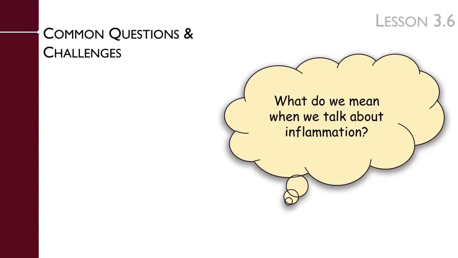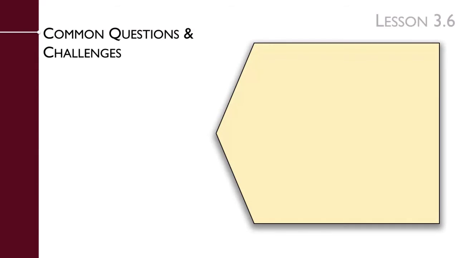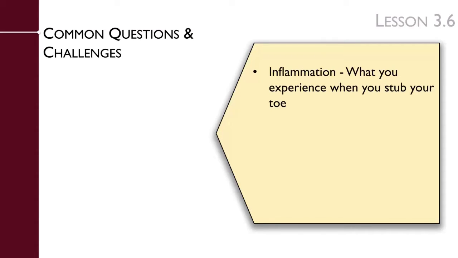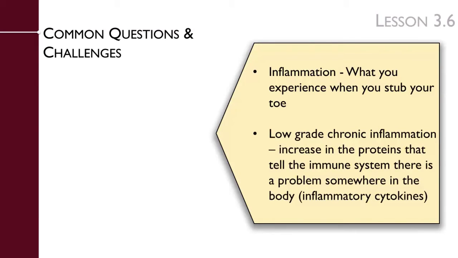Students may not understand what we mean when we talk about inflammation. The inflammation we're talking about here is just like the inflammation you experience when you stub your toe and you have an inflammatory response, meaning your toe turns red, swells, and starts throbbing. Except this is low-grade chronic inflammation, so it can go unnoticed. At the molecular level, this means that there is an increase in the proteins that tell the immune system there is a problem somewhere in the body. These are called inflammatory cytokines.